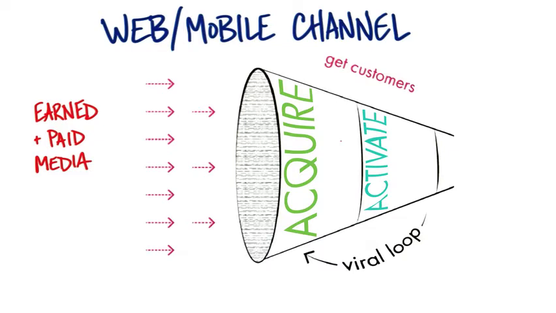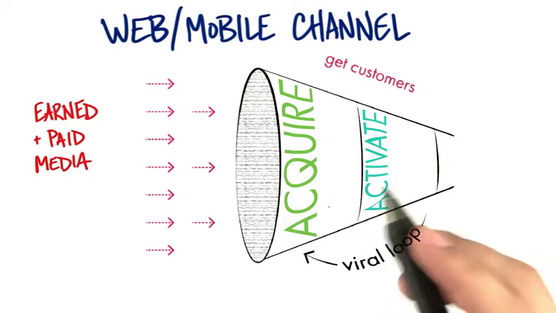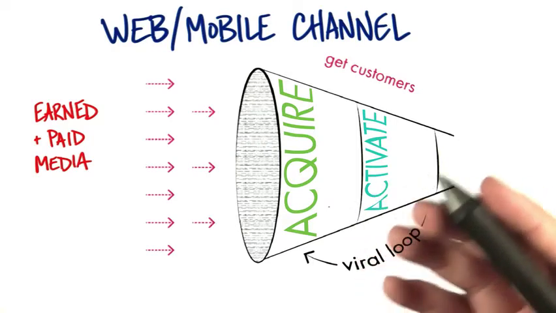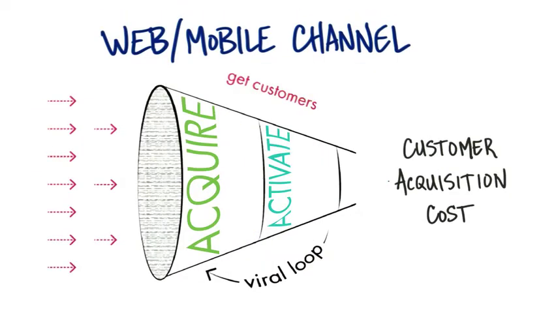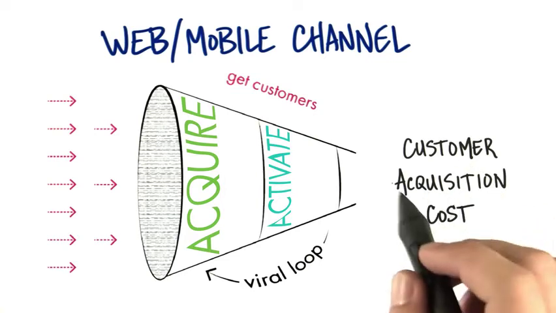I get it. I understand who my customers are, and then I figure out what earned and paid media I want to use. And on the web, that might be paying Google for AdWords, and I want to acquire them, and I want to activate them. How hard could this be? Well, it actually gets kind of fun, because the real metric, the language we use on the web, is customer acquisition cost.